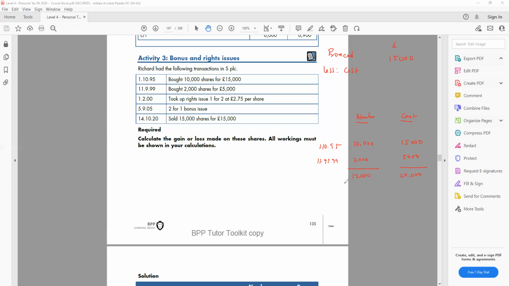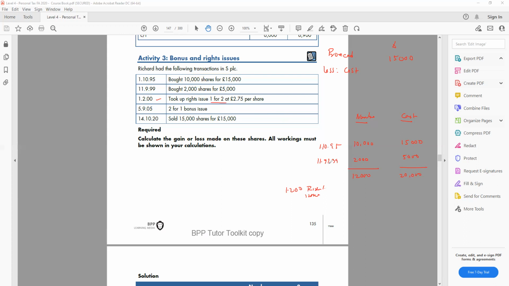Then on 1st of February 20, we took a right issue. We did rights issues. What is the rights issue we did? The rights issue we did is 1 for 2. So if we have 2, we will give you 1.